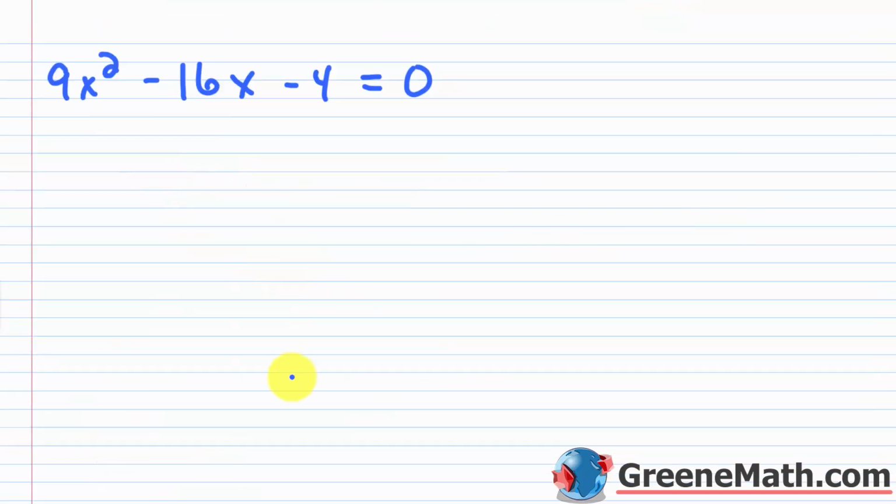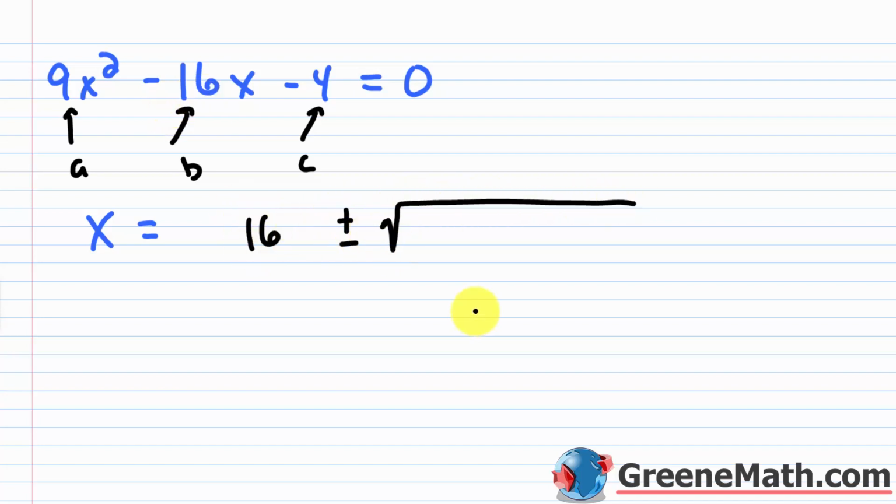Okay, so we can use our quadratic formula on this. So x would be equal to the negative of b. B in this case is what? It's negative 16, right? Because this is a, this is your b, this is your c. So the negative of negative 16 is 16, plus or minus the square root of b squared. Negative 16 squared is 256. Then minus 4 times a is 9, times c is negative 4.